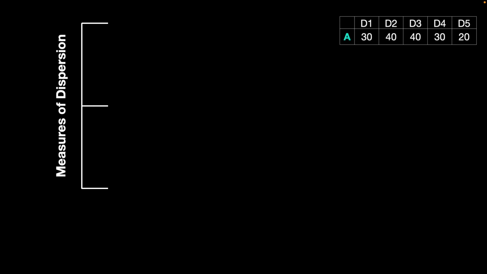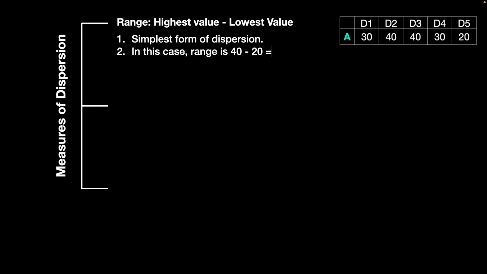First, let's take a look at range. Range is the simplest measure of spread. It is calculated as the difference between smallest and largest value of the observation. Range is extremely useful to look for or weed out any outliers. Now in our case, the range would be 40, which is the maximum value in location A, and 20, the minimum value in the same location, and the difference between the two, which would be 20.